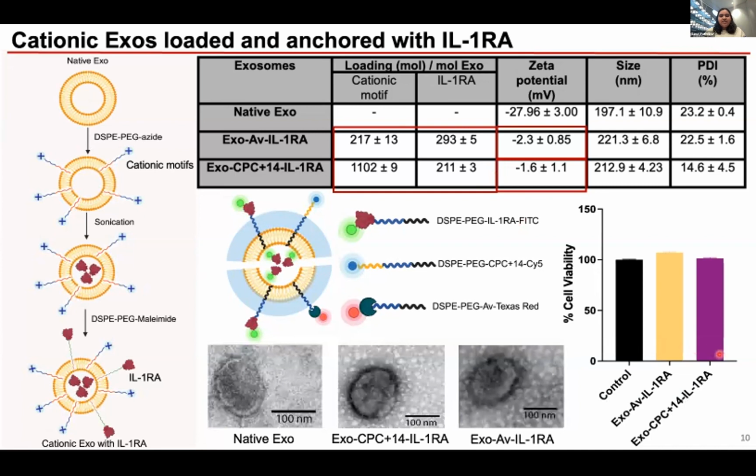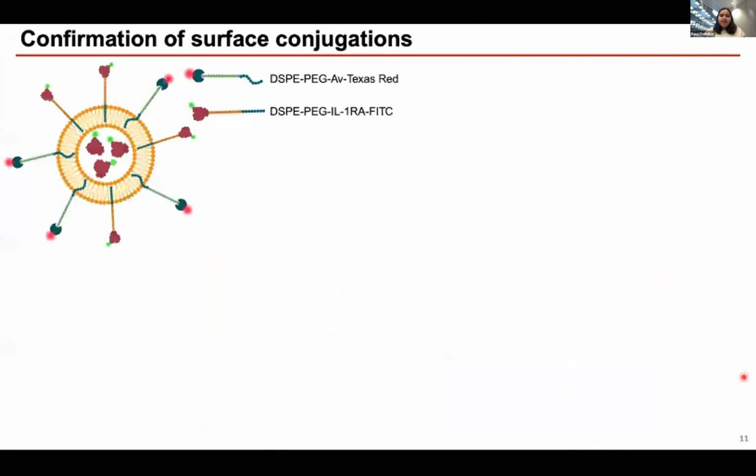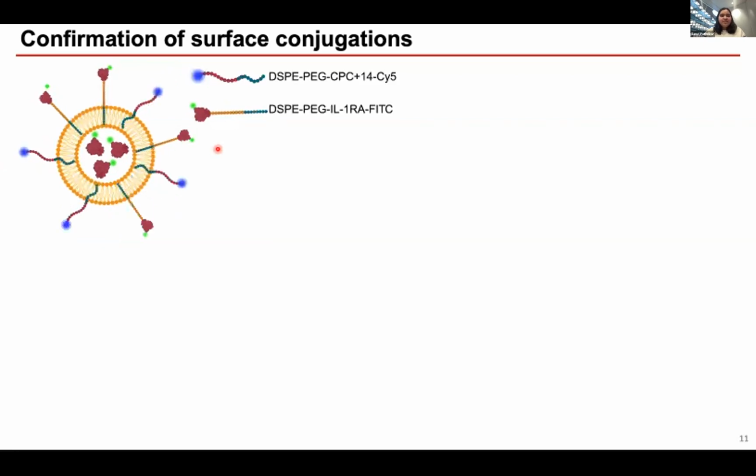Finally, we also assessed the cytotoxicity of IL-1RA loaded cationic exosomes and found that they were safe to use as they showed 100% cell viability. To further characterize our cationic exosomes, we first fluorescently labeled the motifs like I mentioned in the previous slide. So here, avidin is labeled with Texas red. The encapsulated as well as the anchored IL-1RA is labeled with FITC, and CPC is labeled with Cy5.